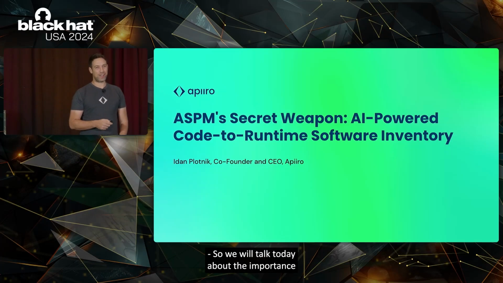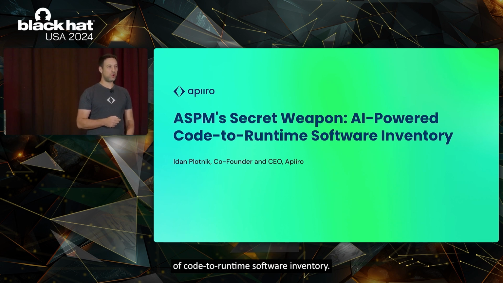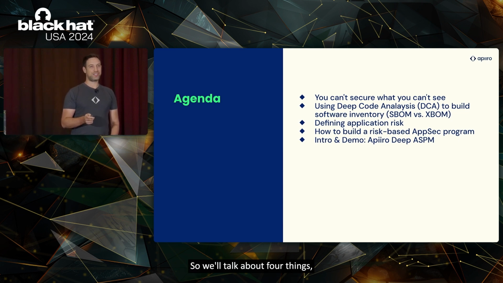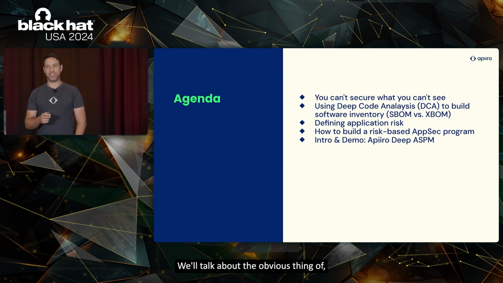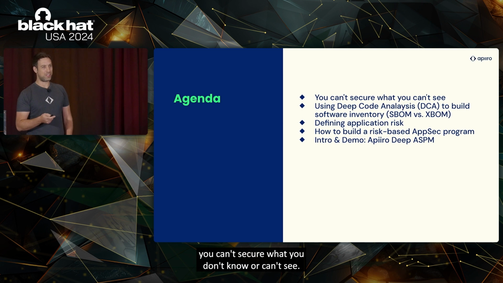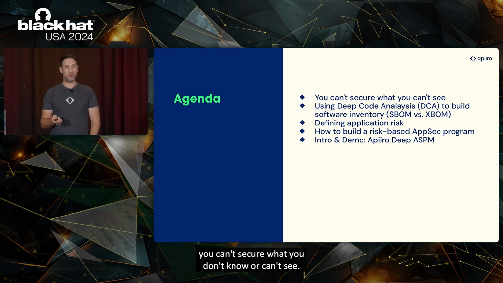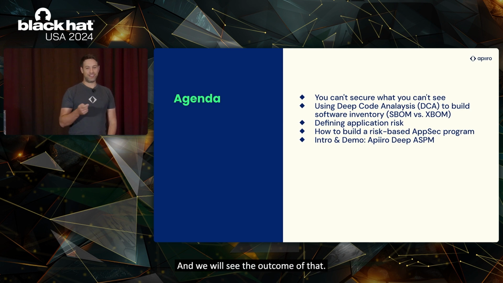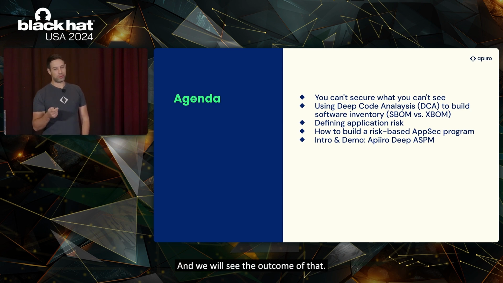We'll talk today about the importance of code-to-runtime software inventory. No one talks about this when they build their AppSec program. So we'll talk about 4 things. If we have time, we'll go through a demo. We'll talk about the obvious thing: you can't secure what you don't know or can't see. And we will see the outcome of that.